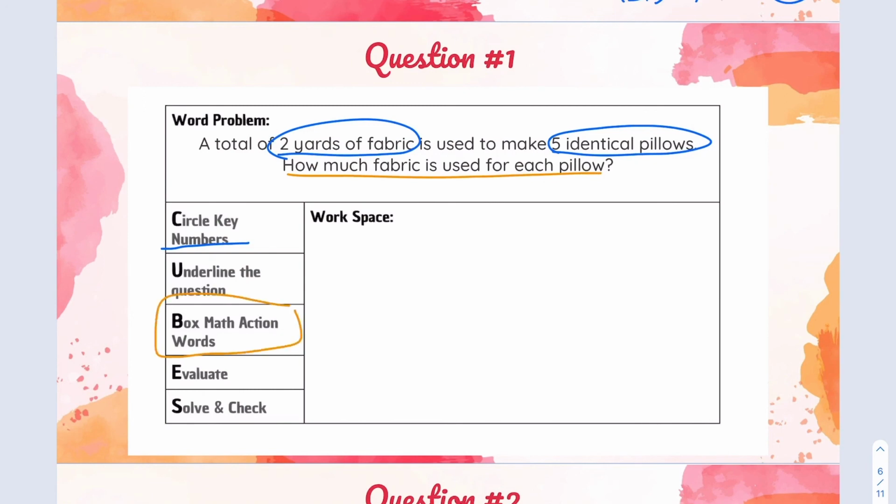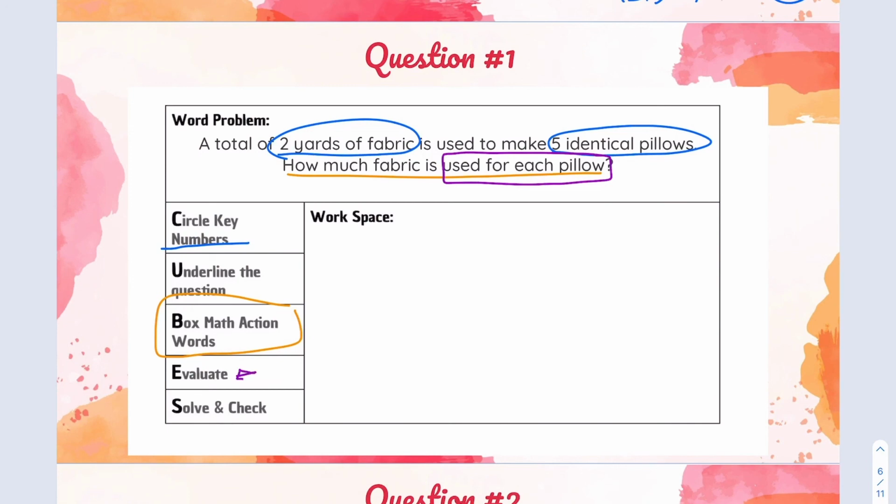Box math action words. So for this one, I know that we're doing division just because that was given to you guys in the beginning where I told you guys we're doing division for our word problem Wednesday. So I want to look for a phrase or a word that stands out to me that tells me, okay, I'm doing division. So what I'm going to box is "used for each pillow." And that's because it tells me that I need to use the same amount for the 5 identical pillows, and that tells me I need to divide.